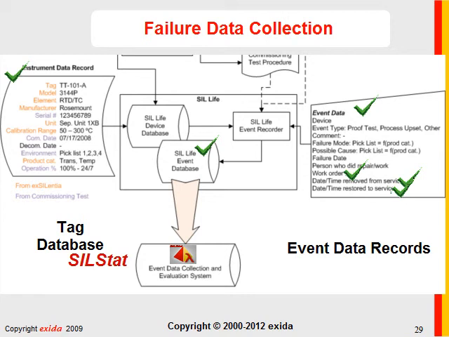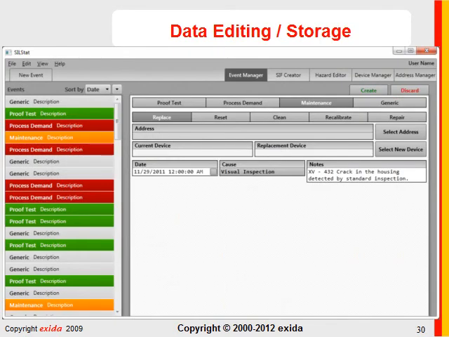Now, in the exida system, the event data collection and evaluation system gathers up the combination of an event and a tag set of data. So tag data is only entered once at setup time, event data collection is minimized, and the combination provides an excellent set of data for failure rate and event database, or data analysis, what I was thinking.